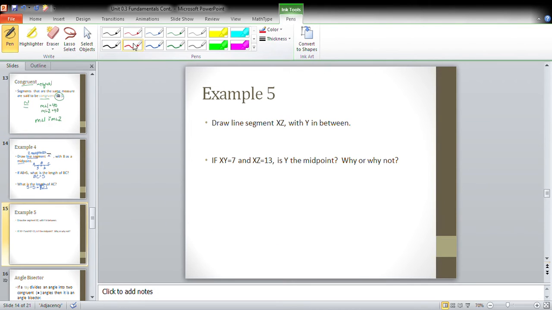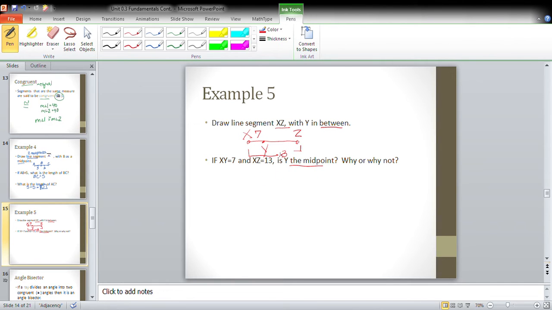All right, let's draw another line segment. It says draw a line segment XZ. Again, we know it's an endpoint, so X is one endpoint, Z is another. Now it says Y is in between. It does not say middle, so I'm just going to throw Y over here. And now it says if XY is 7, so this segment is 7, and XZ is 13, is Y the midpoint? Well, is Y in the middle?